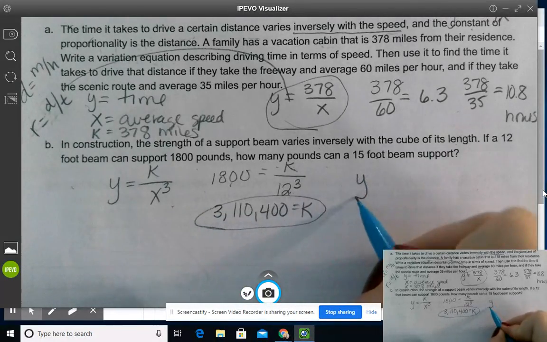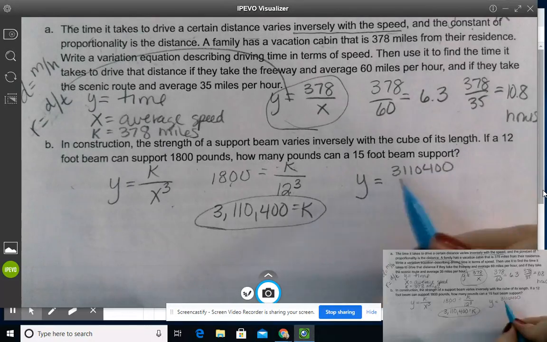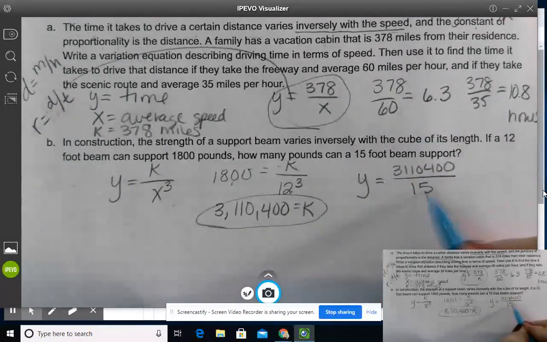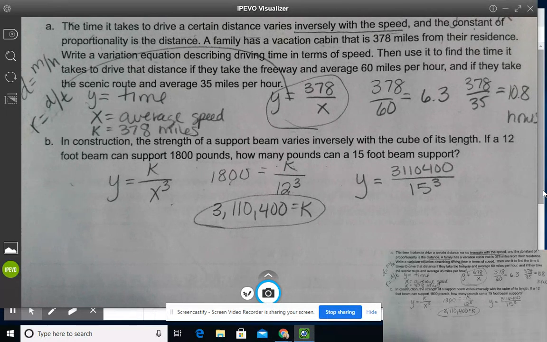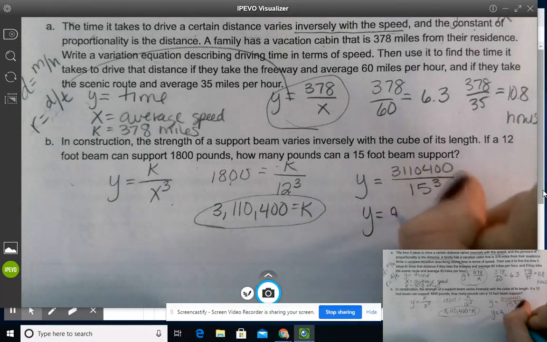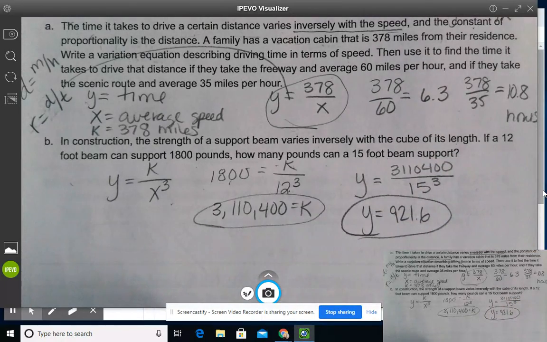So if I do y equals this number, that's where K goes, divided by 15 to the third, how much would that beam be able to support? 921.6. Questions on that one?